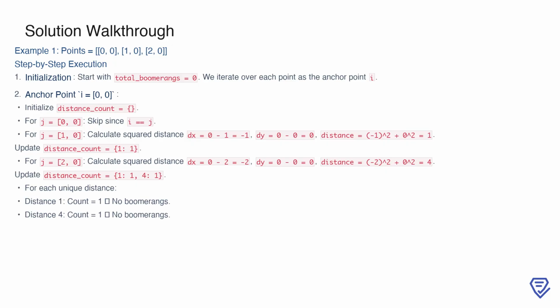After processing all points, we look at the frequency of each unique distance. For distance 1, the count is 1, so no boomerangs are possible. Similarly, for distance 4, the count is also 1, resulting in no boomerangs. At this stage, the total remains 0.